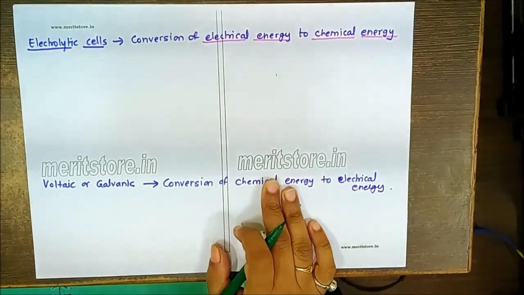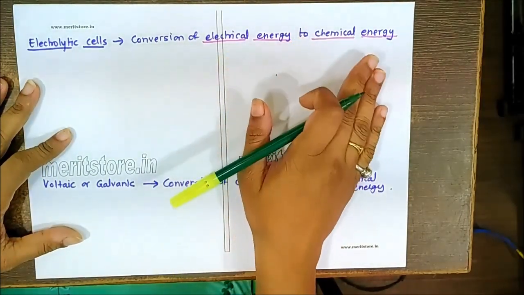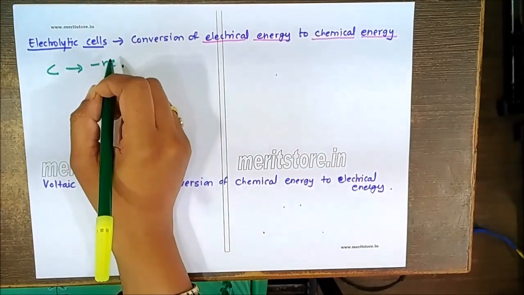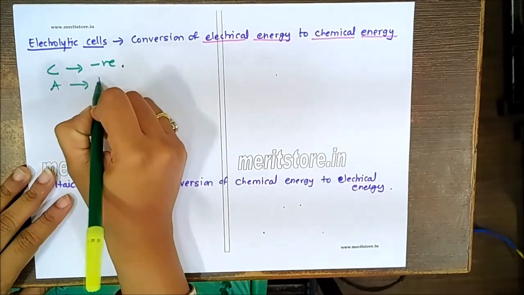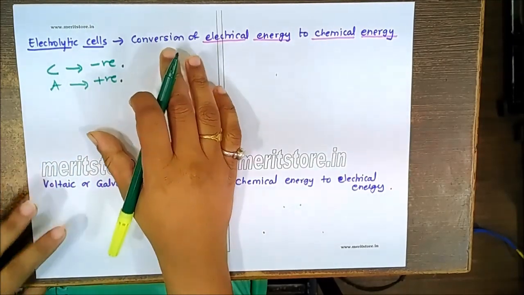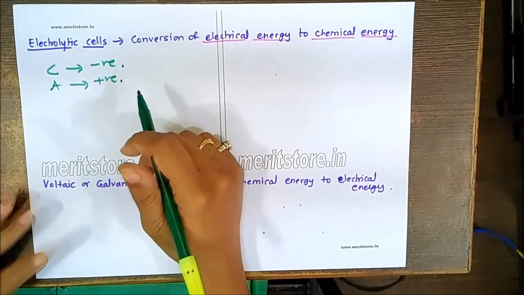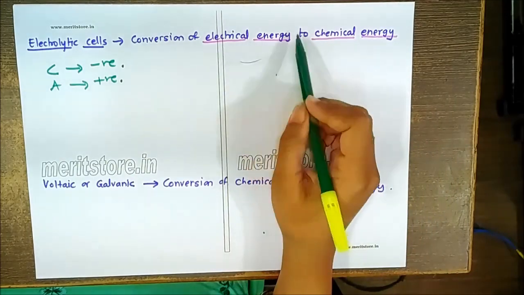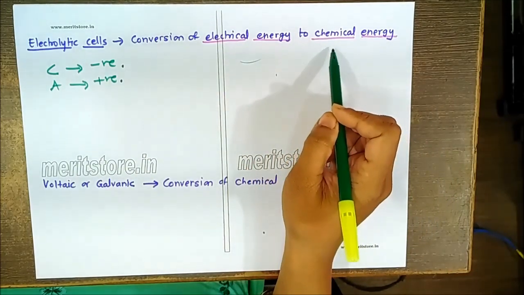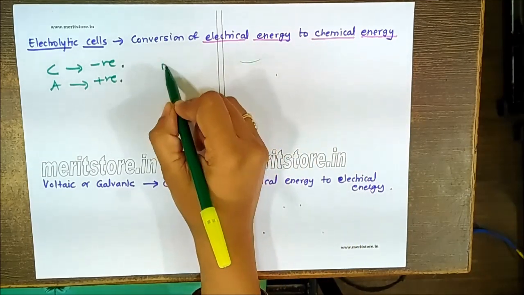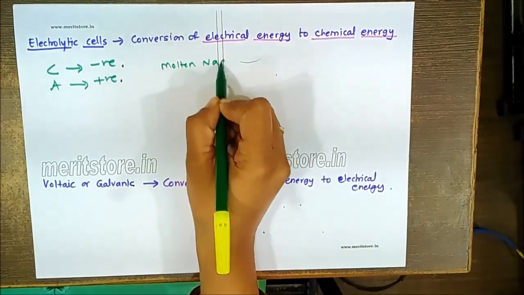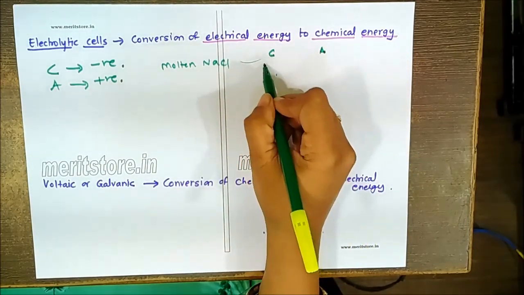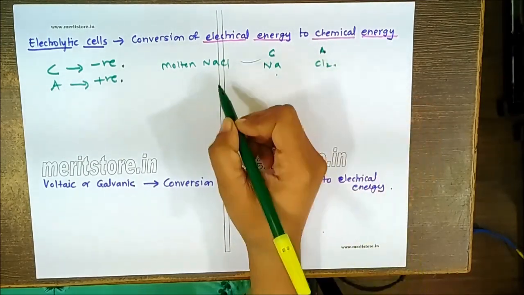Electrolytic cell: the conversion of electrical energy into chemical energy. Remember here the cathode is negatively charged, where reduction occurs, and the anode is positively charged. Here we allow a non-spontaneous reaction by passing some electrical current through it. Some of the products we can remember: if I take molten NaCl, what will I get at the cathode and what at the anode? For molten NaCl, I'll get sodium and chlorine gas respectively at the cathode and anode.